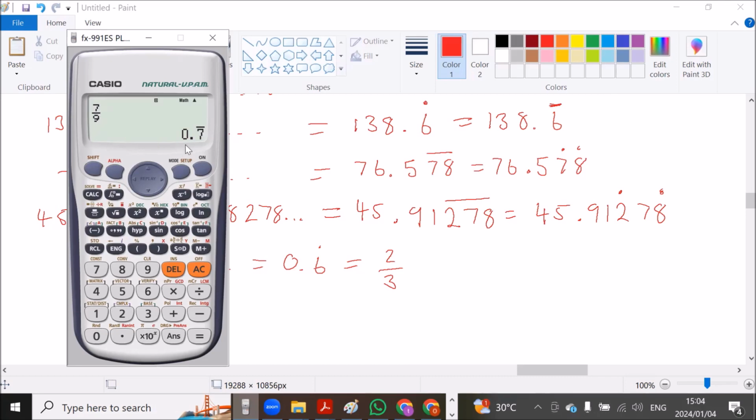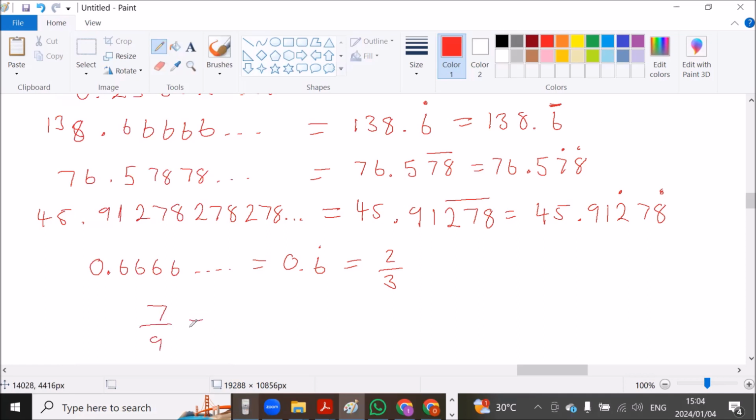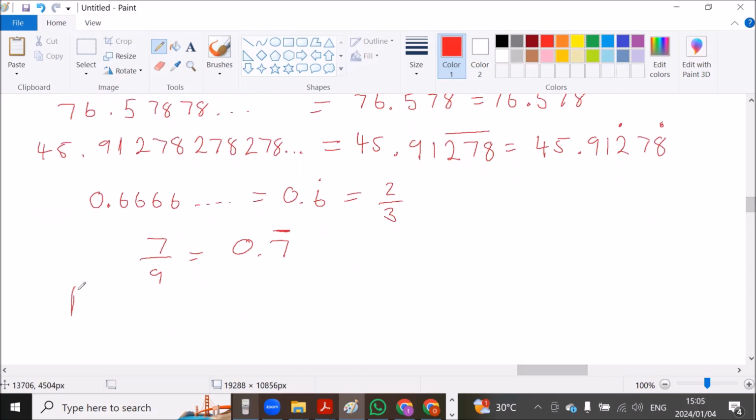7 over 9 is 0.7 recurring. So 7 over 9 is equal to 0.7 recurring. So we can see that recurring decimals are rational because they can be expressed in the form A over B. And this B is not equal to 0 because we know division by 0 is not allowed in mathematics. It will give us a mathematical error. It's a calculation that cannot be done.